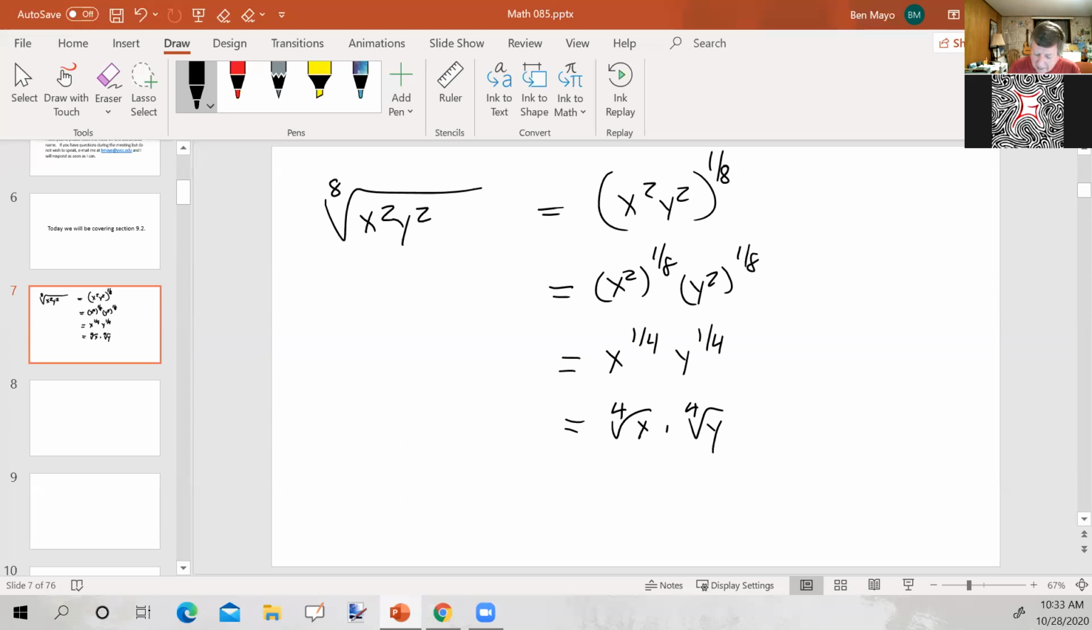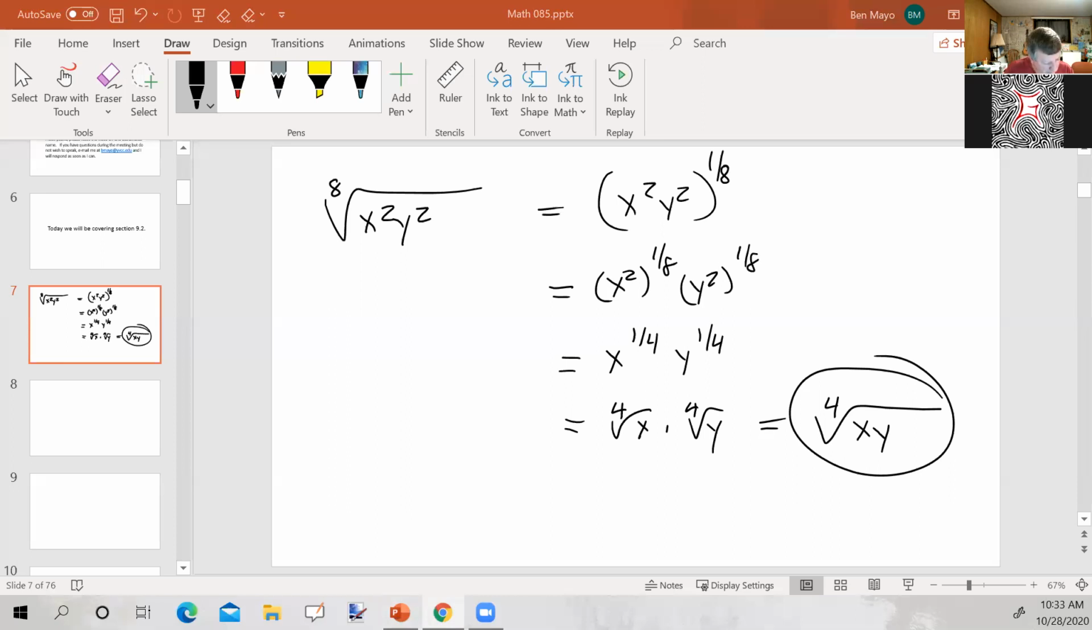That's what the student had, but you can go one step further, and that is you can combine them under the same radical. So this is the answer that they were looking for. All righty. And with that, I'm going to go to another student's work.